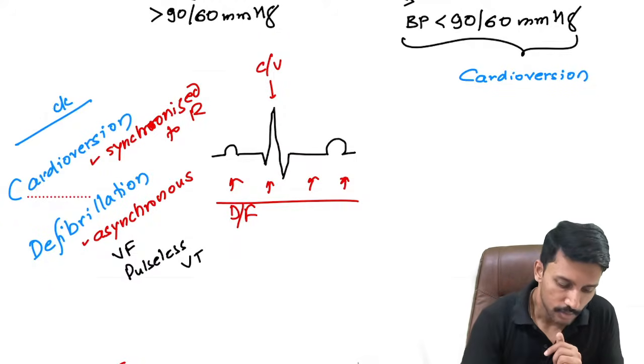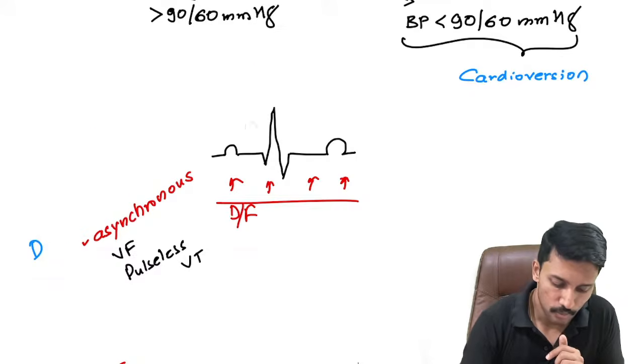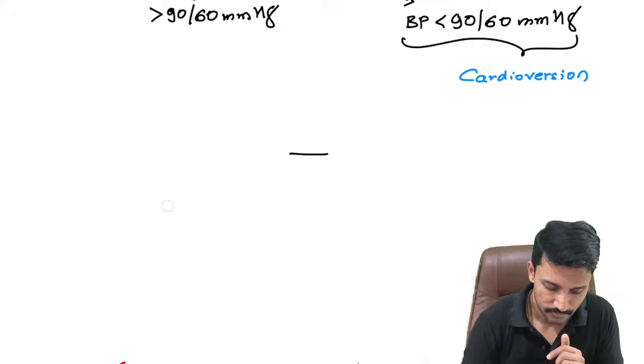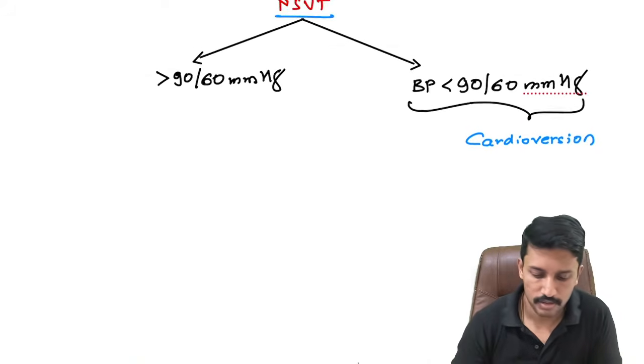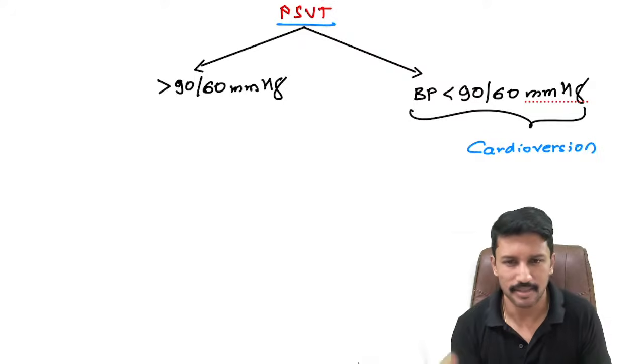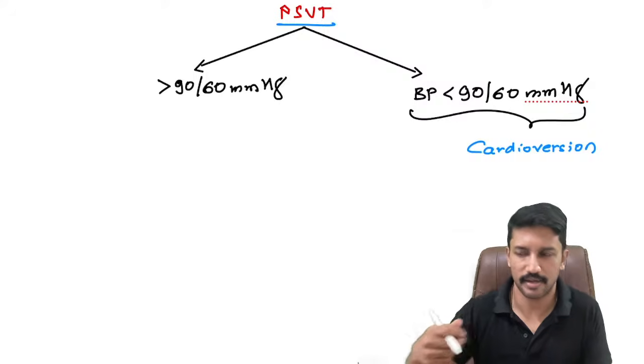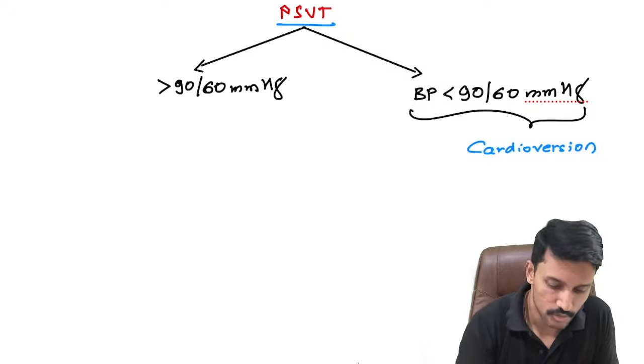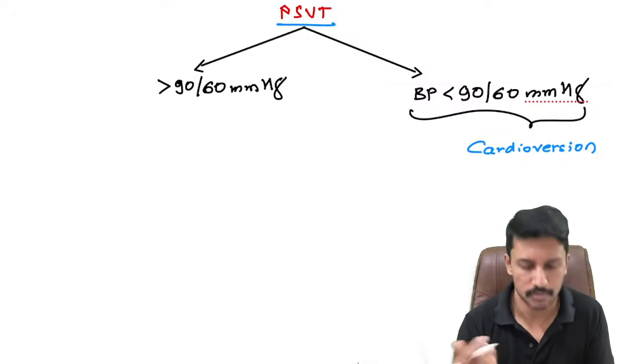Now coming to the other side, if the patient is hemodynamically stable, then I do not jump to the shock, because shock is a little cruel to the patient, right? It's not comfortable. I need to sedate and then give the shock. Instead, I will try to take milder steps.